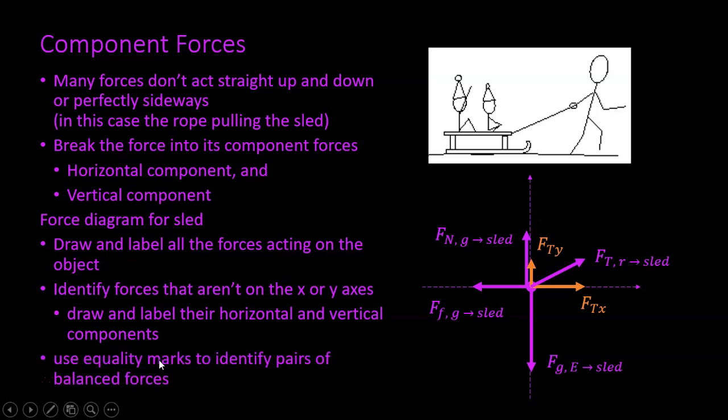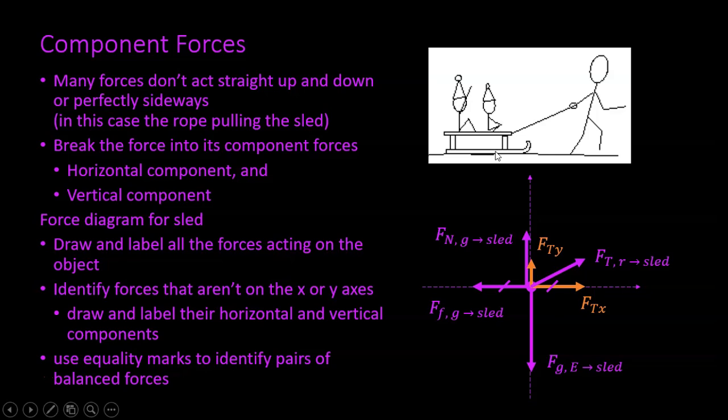Finally, I'm going to use equality marks to identify pairs of balanced forces. Now, this sled is moving at constant velocity, so I know these horizontal forces need to be balanced, so I'm going to put in my equality marks to show that the x component of the tension force is balanced with the friction force. That means that these two forces are equal in strength, they're just pointing in opposite directions.